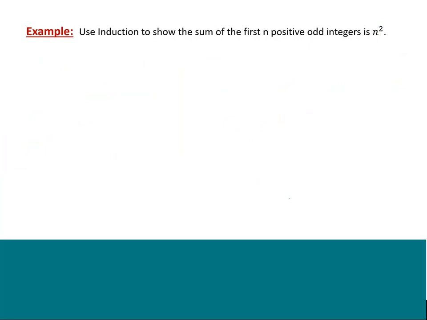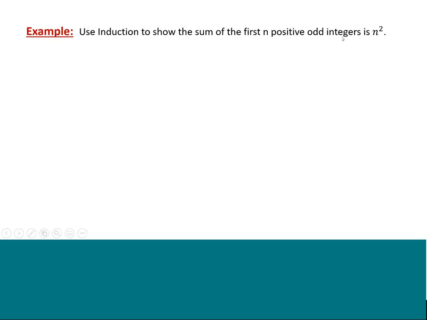The first part is just to write out and try to build the formula that we're going to care about. That's what we'll do on this page. And then the next one is we'll go and actually do the induction once we have the formula we need. Okay? So this one says, use induction to show that the sum of the first n positive odd integers is n squared.